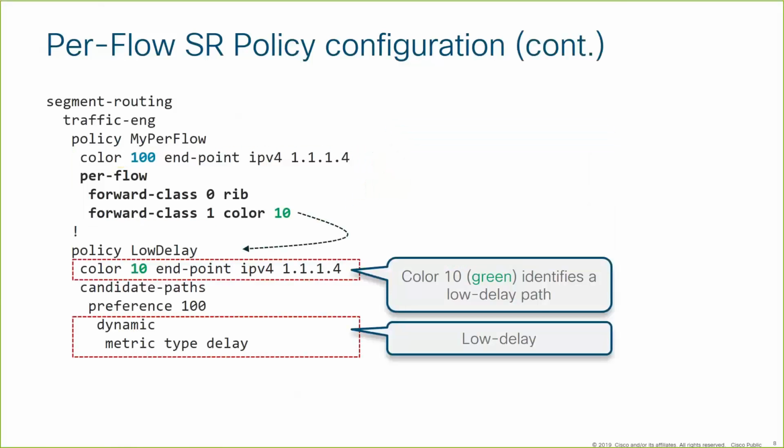In this example, color 10 represents the low delay path. The slide shows a manually configured policy with color 10 and endpoint node 4 that has a path computed by SR-PCE that minimizes delay to node 4.